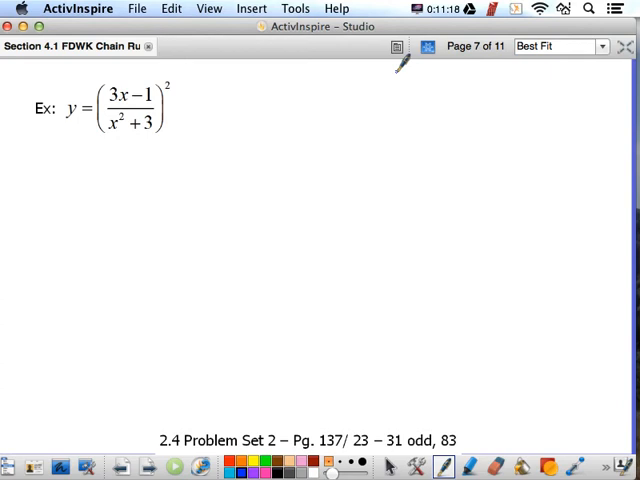For our final example of the day, we have y equals quantity 3x minus 1 divided by x squared plus 3, squared. So we have a quotient squared. There are actually a couple of ways we could work this, but I'm going to show you what I think is the most logical that you would try to do as well.